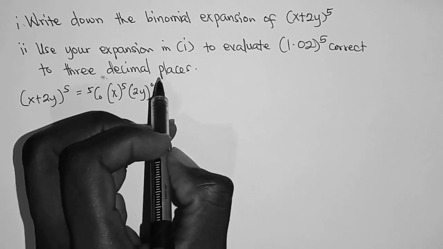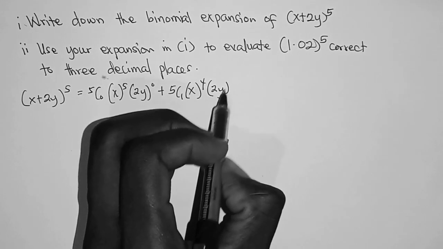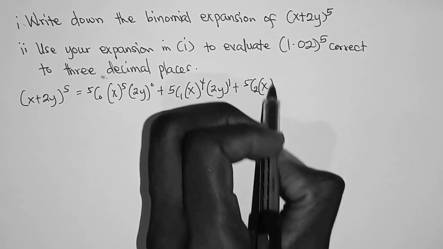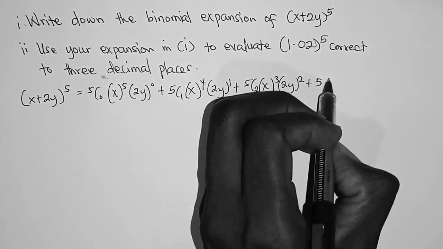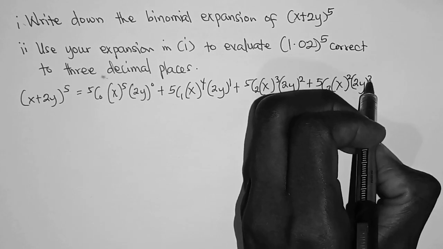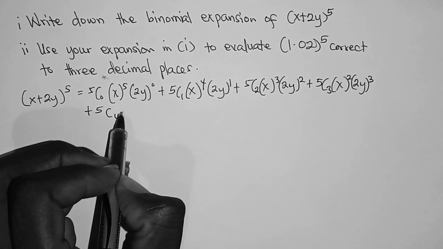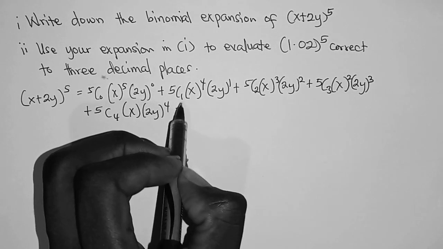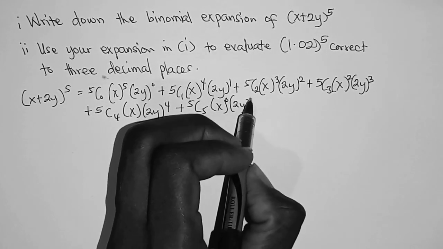0 plus 5 combination 1 x exponent 4 times (2y) exponent 1 then plus 5 combination 2 x exponent 3 then (2y) exponent 2 then plus 5 combination 3 x exponent 2 then times (2y) exponent 3 then plus 5 combination 4 x times (2y) exponent 4 and plus the last one, which is 5 combination 5 x exponent 0 times (2y) exponent 5.